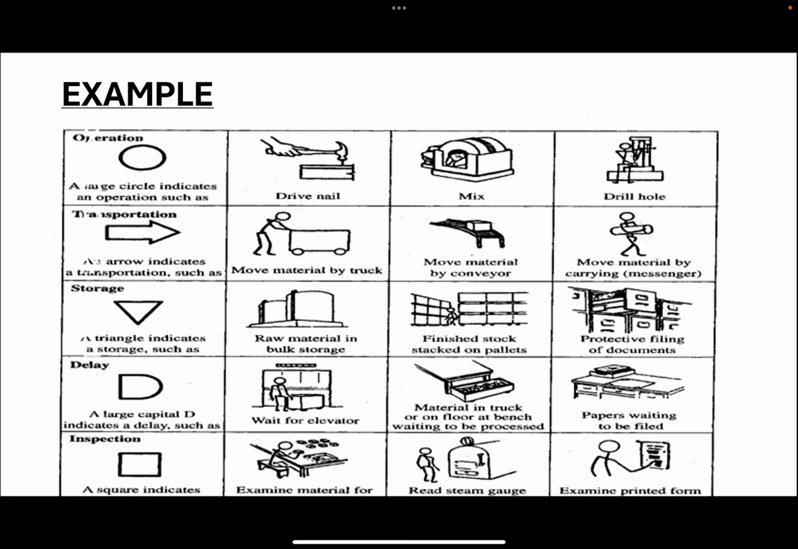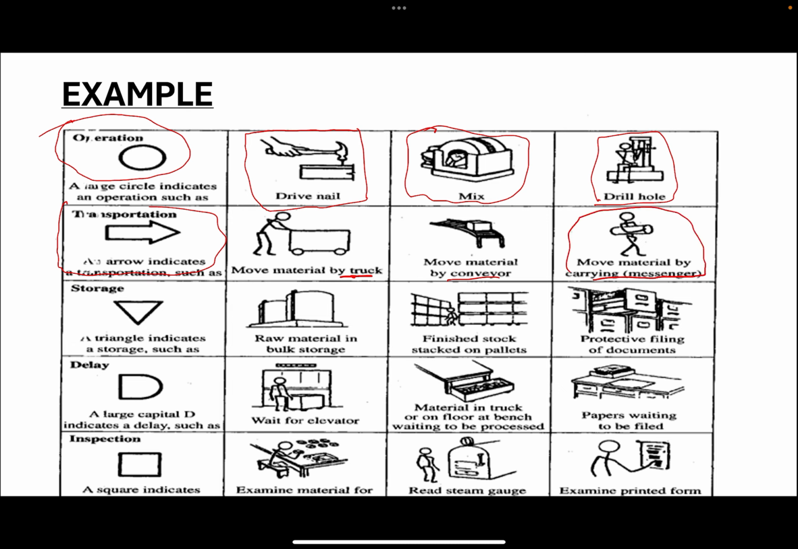Okay, so let us see one example. So this is the operation. Okay, it is denoted by the oval or circle. So driving a nail, this is one operation. You are changing the material. Then you have mixing, so this is an operation. Then you are drilling, that is an operation. And transportation, this is the next element of work. That means the material is moved by truck, this shows the transportation. And then move material by conveyor, and move material by carrying, by a messenger. So this all comes under transportation.